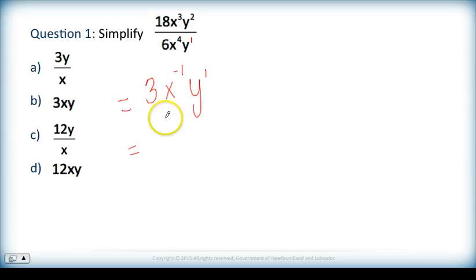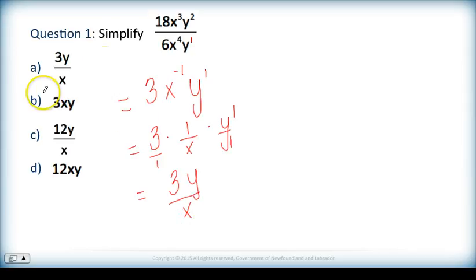Now we have a negative exponent. We can't have that, so that's going to give us 3 times x to -1, which becomes 1 over x, times y to the exponent of 1. We can simplify that because for 3, we can put 1 underneath there if we want to multiply. 3 times 1 is 3, times y will give us 3y. 1 times x times 1 will give us x. Therefore, our answer will be A.